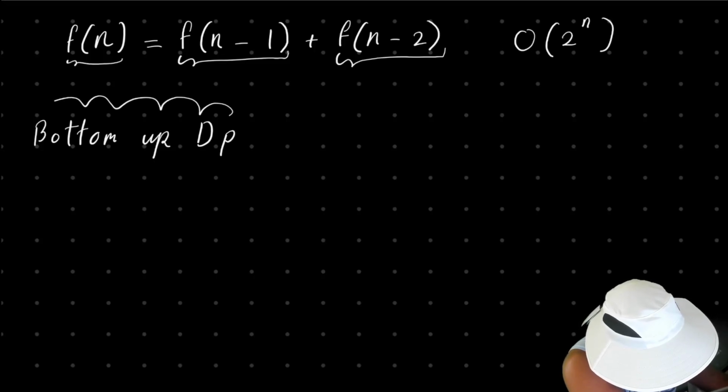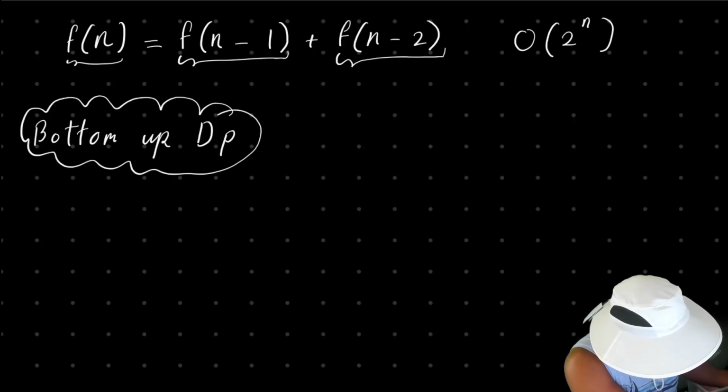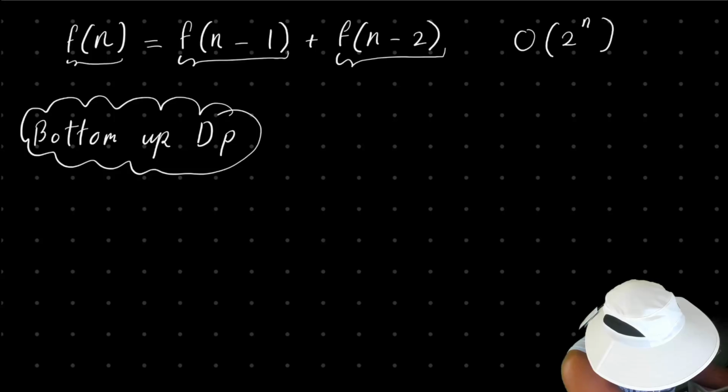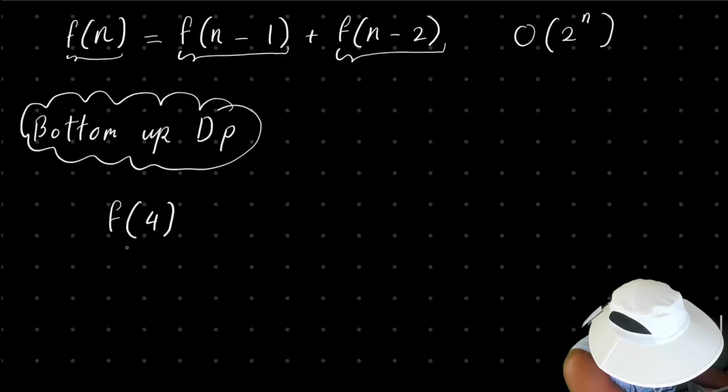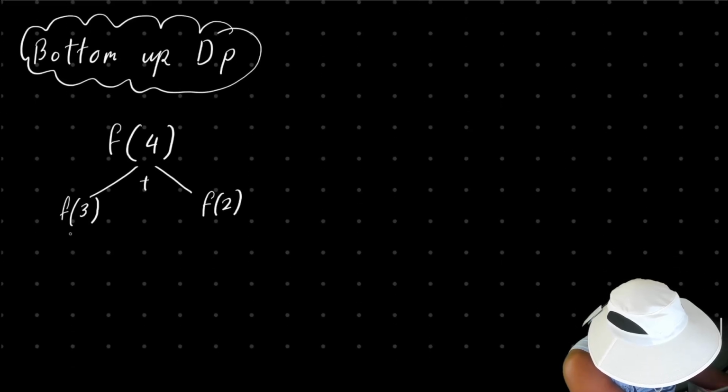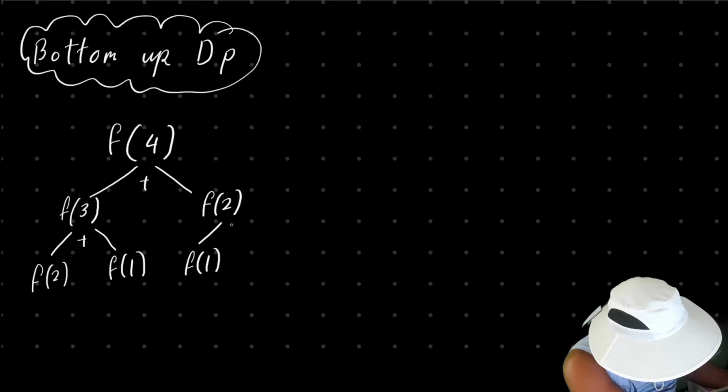For simplicity, when I calculate f of 4, based on my formula, it will be f of 3 plus f of 2. And then f of 3 will be f of 2 plus f of 1. This will be f of 1. We do not have any staircase with 0 steps, so we cannot have f of 0. And this will be f of 1.